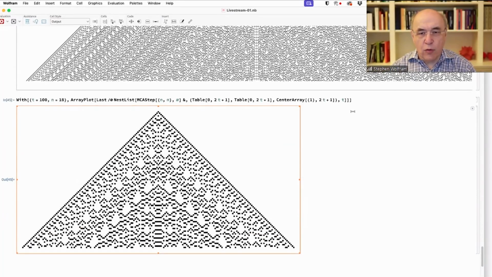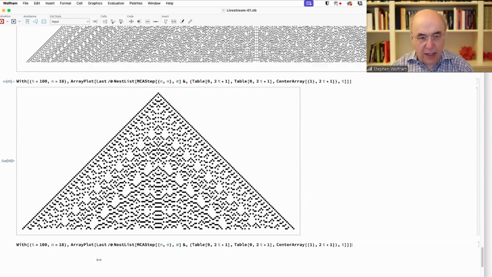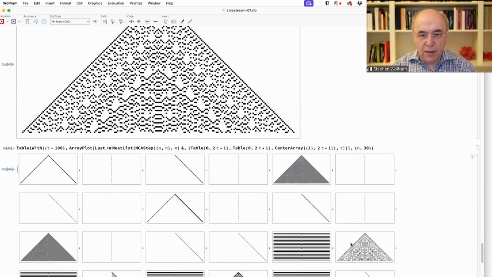Let's try running for all sorts of different rules. Let's try running for just 100 steps. Let's just try running a sequence of rules. Let's make a table of the first, let's go up to rule, let's just go n up to 30, for example. And let's just see what all these different rules produce.